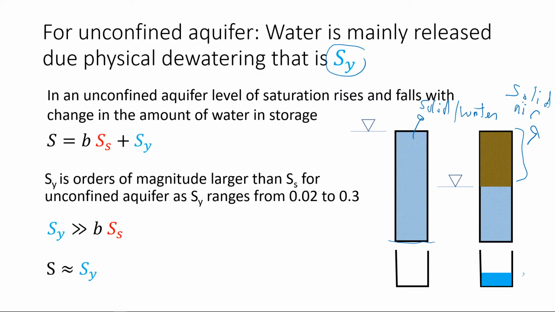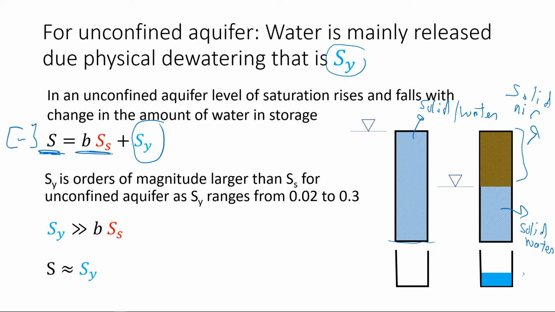Now this is solid and air, and this part is solid and water. What does this mean? There's actual dewatering, yeah? So in an unconfined aquifer, the level of saturation rises and falls. So the main storage mechanism, or storativity, remember it's dimensionless, in an unconfined aquifer is specific yield.